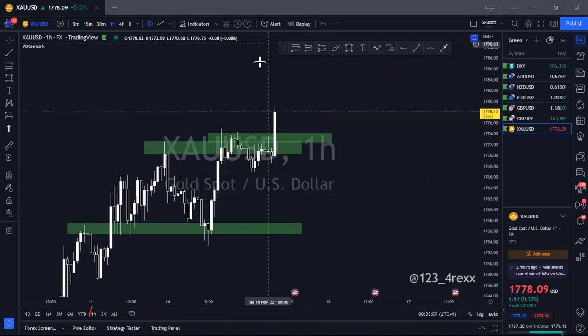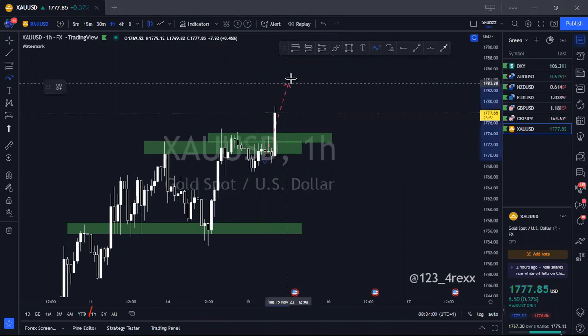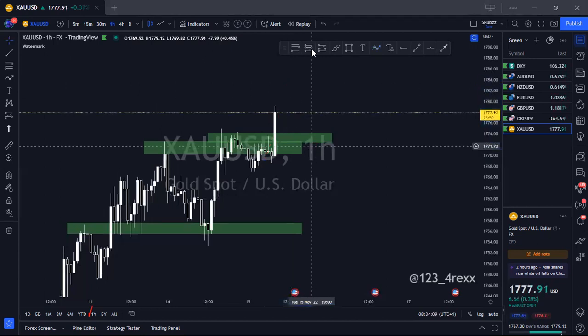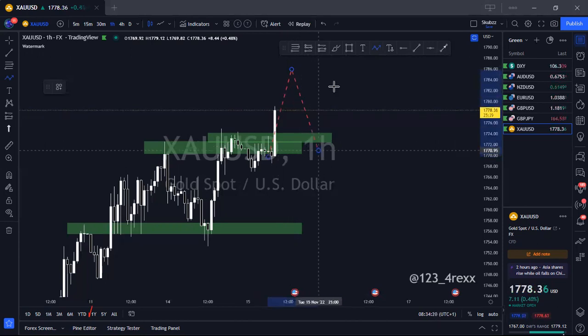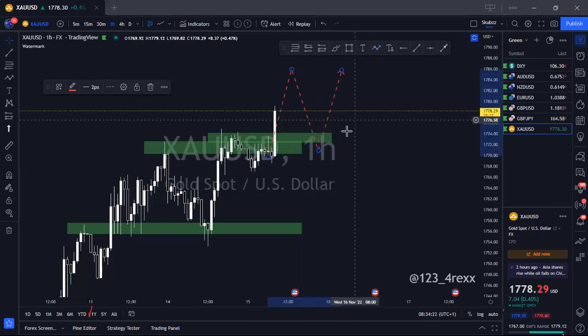So guys, let's continue. We have a break of structure now, and price is basically coming back to retest. Let's wait and see if price will come back to retest it. Price has not closed yet. If we have that close, then we look for a retest and then a continuation. So that's what we're looking at for gold.